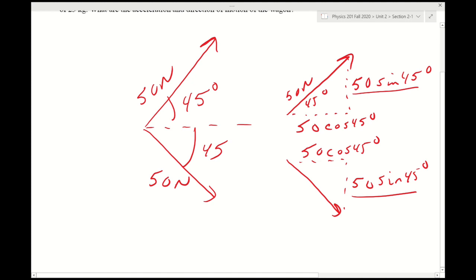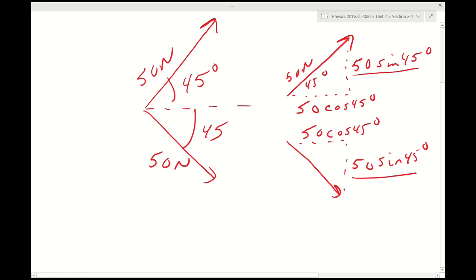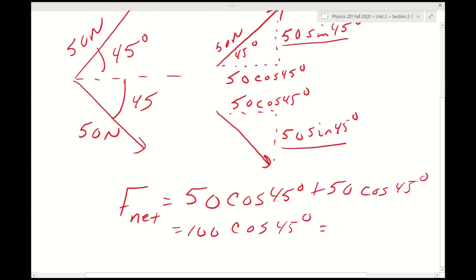So your net is simply going to be these two right facing components. So you're going to have your net, and I oftentimes will just go ahead and write the word net for your net force of 50 cosine of 45 degrees plus 50 cosine of 45 degrees, which is 100 cosine of 45 degrees. Since 45 degrees has a cosine of 0.707 approximately, this is going to give us 70.7 newtons.